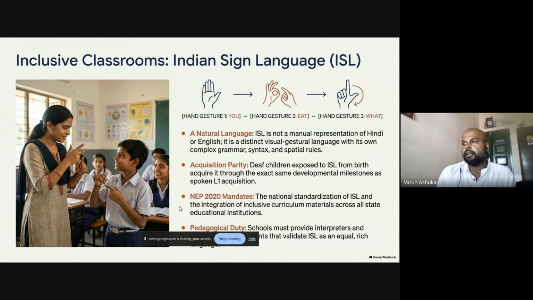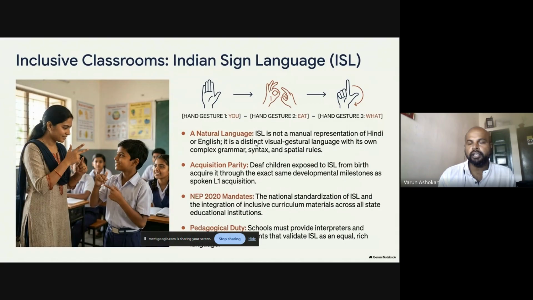Then sign language in inclusive classroom. We all know this Indian Sign Language. Mostly the sign language has been used by children with speech and hearing impairment. This natural language, Indian Sign Language, is not a manual representation of one like Hindi or English. It is a distinct visual gestural language with its own complex grammar, syntax, and spatial rules.